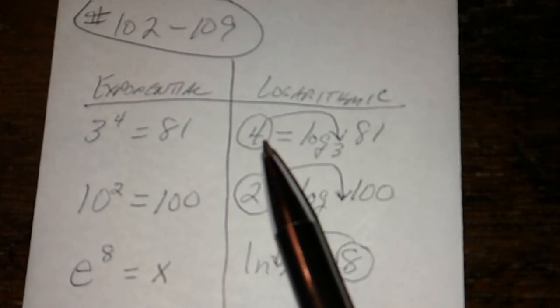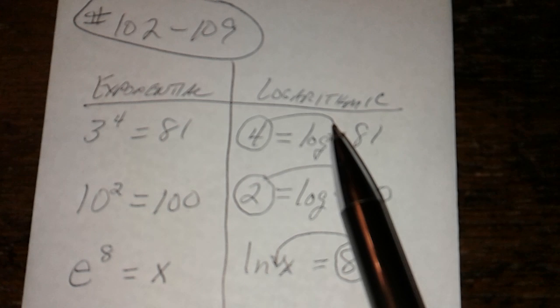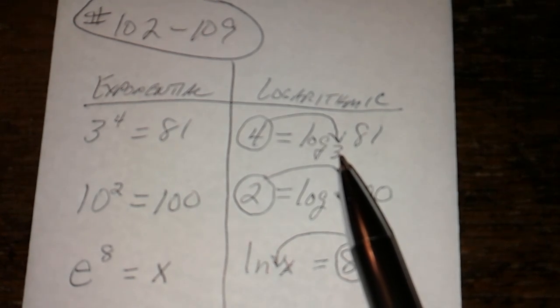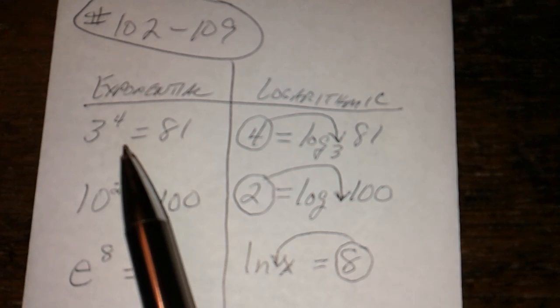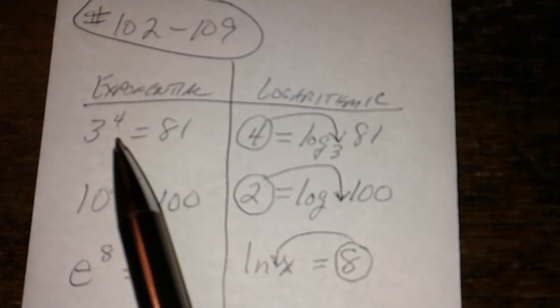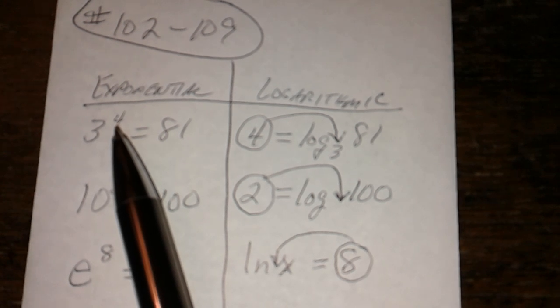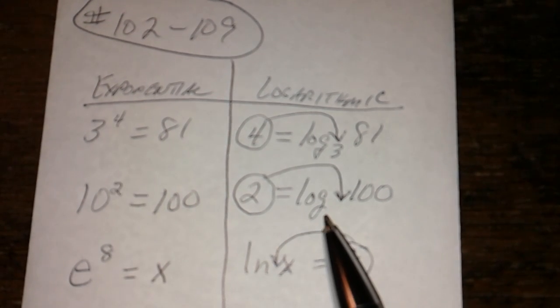Given a log, whatever number is by itself, remember that's your exponent. The exponent always goes back on the little bitty number, which we call a base. So the exponent of 4 goes back on the base of 3. Looks like this. The exponent of 4 goes back on the base of 3. So exponential looks like that, has an exponent. Log form looks like this, has a log. Same thing on this right here.